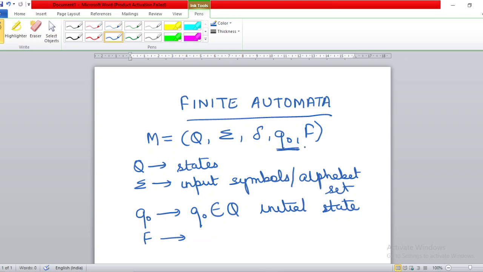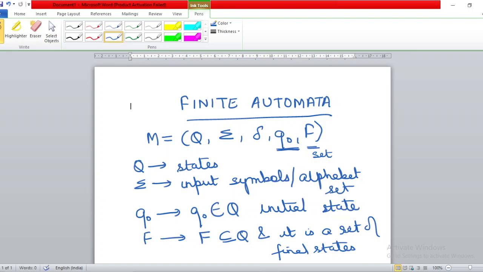But since the final state can be more than one, that is why it is written in capital letter over here to denote that it is a set. So F will be a subset of capital Q and it is a set of final states. It is a set of final states, which means there can be one final state or more than one final state in your machine, right?